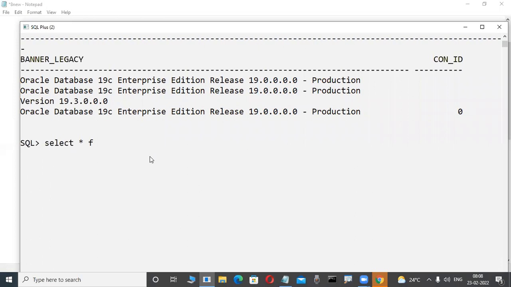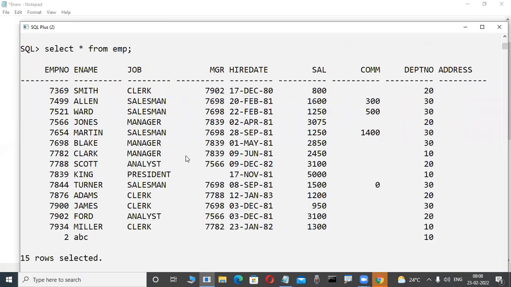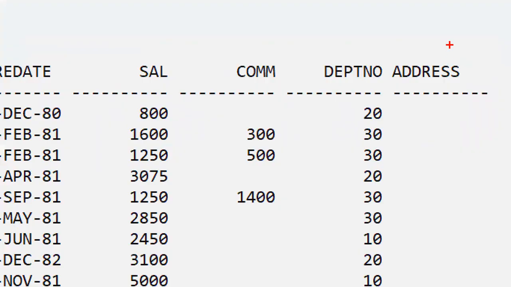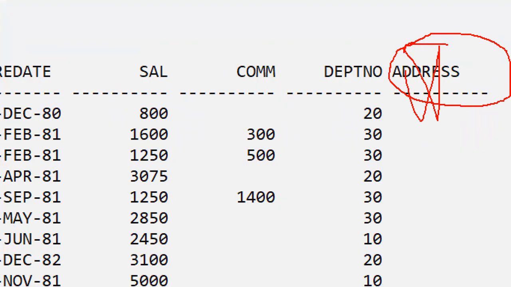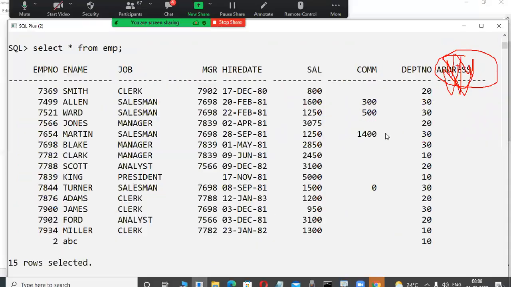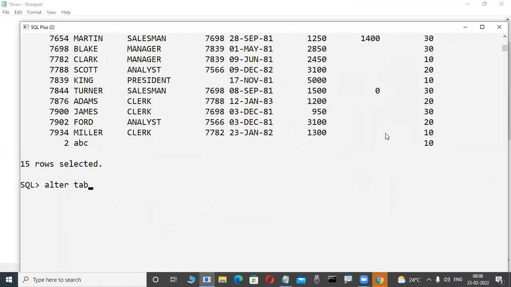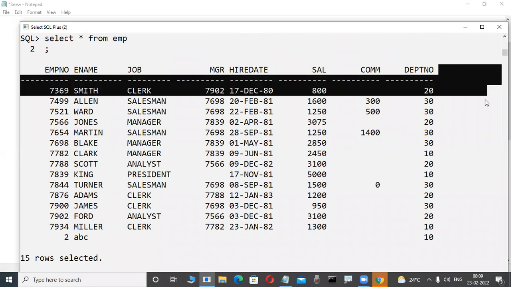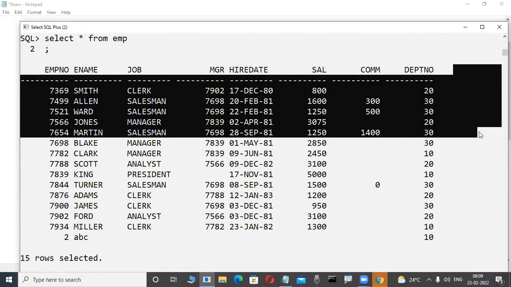Suppose this is a table, for example. In this table there is an address column. For example, I want to remove this address column. How can I do it? We type some commands, like DROP COLUMN followed by the column name. Once we type it like this, that column is automatically dropped from your database. Observe that in the previous case the column is available, but in this case it is not.